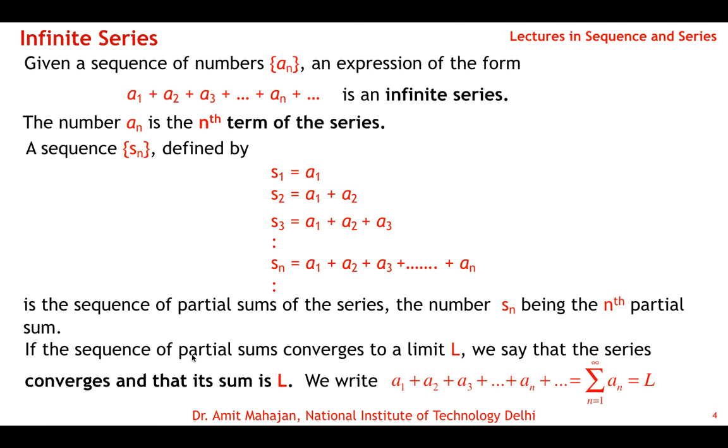So if the sequence of partial sums converges to a limit L, we say that the series converges and that its sum is also L. We write that the sum of the series, which can also be written in summation form, is equal to L, where L is the limit as n tends to infinity of Sn. So that's the limit of the sequence of partial sums. So we can calculate the sum of the infinite series by calculating the limit of the sequence of partial sums.